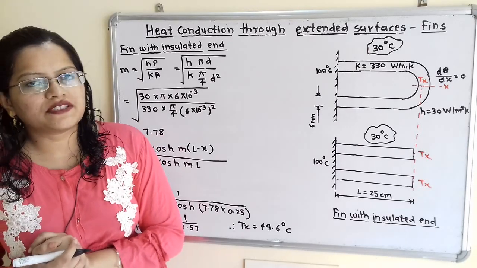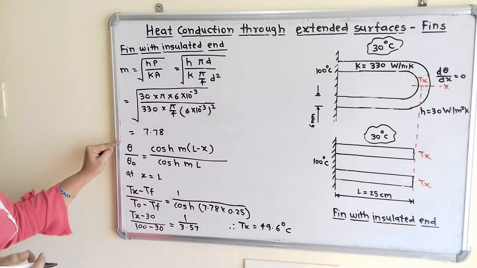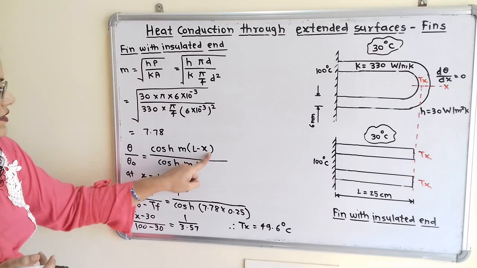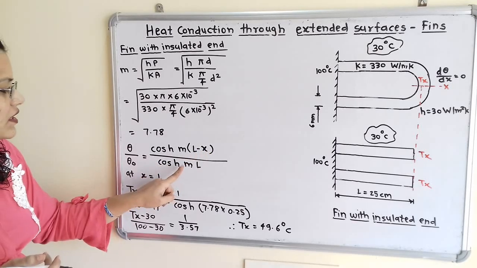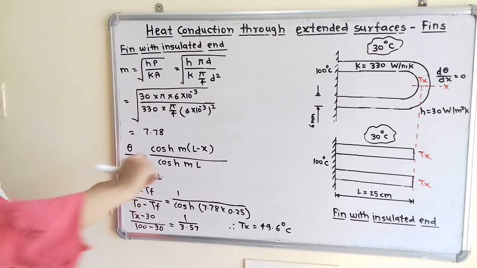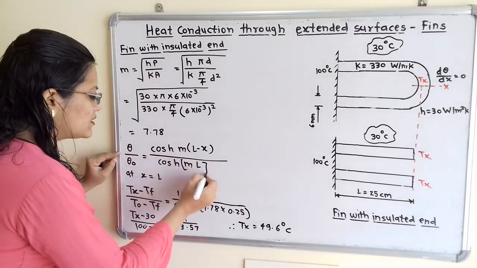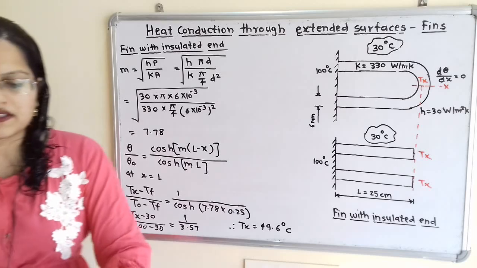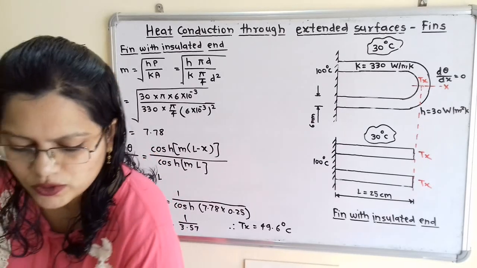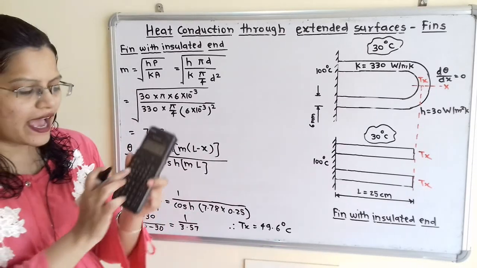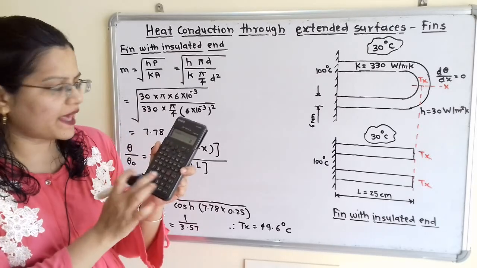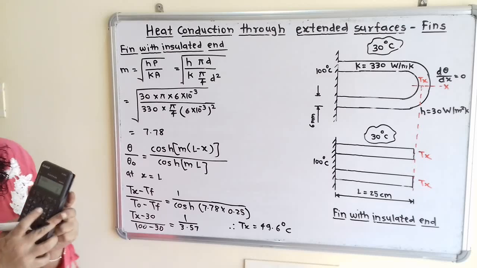Now what is the temperature distribution equation? Here theta by theta O is equal to cosh m(L minus x) divided by cosh mL. Now I will mention here that this is the hyperbolic function cosh, and that is available in the calculator also. If we press hyp and cos, then we will get the cosh. Now in the bracket we have to put the value.